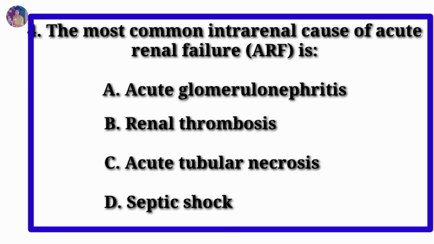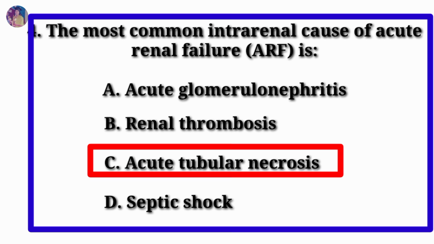Question number 4. The most common intrarenal cause of acute renal failure, ARF, is: option A, acute glomerulonephritis; option B, renal thrombosis; option C, acute tubular necrosis; option D, septic shock. Answer: option C.